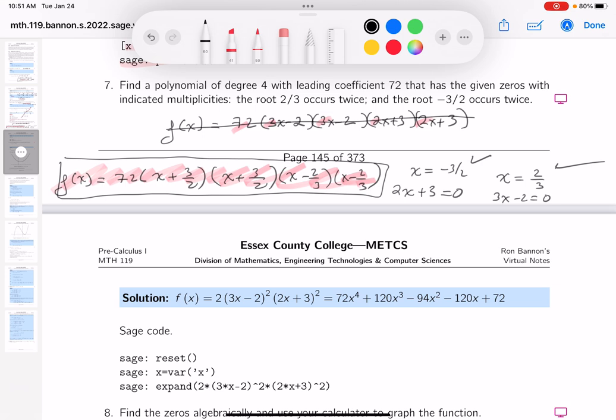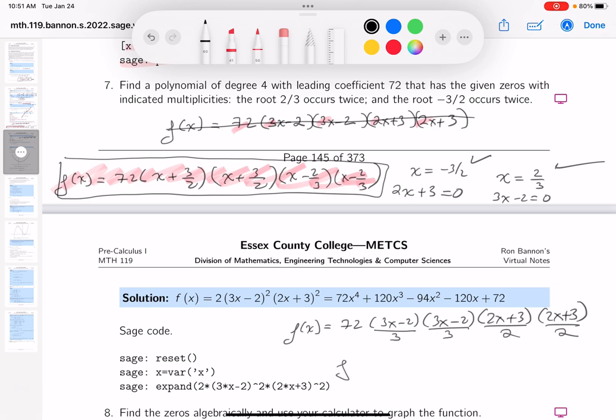And someone says, how'd you do that? Let me go through that with you, all right? So remember the original answer I wrote down was f of x equals 72, 3x minus 2, 3x minus 2, 2x plus 3, 2x plus 3. Well, let me point out, and again, your mileage may vary, I got to get rid of the coefficients on the x terms. How would you do that? You'd have to divide this by 3, divide this by 3, divide this by 2, and divide this by 2.